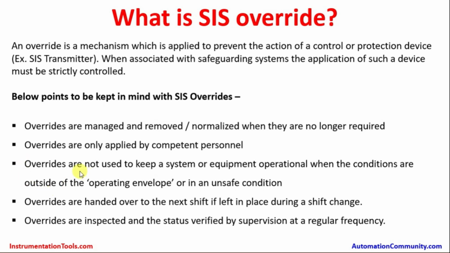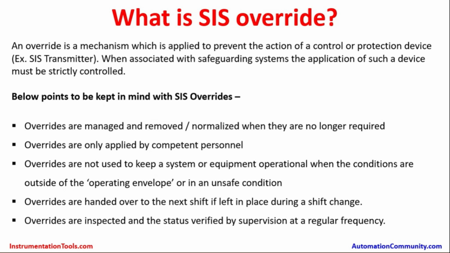Overrides are not used to keep a system or equipment operational when the conditions are outside of the operating envelope or in an unsafe condition. See, normally these overrides are applied whenever the plants are running in a safe mode. So if a particular area of the plant or some equipment goes out of the normal operating envelope, in this condition we need to take care that the overrides should not be kept for quite a long time.